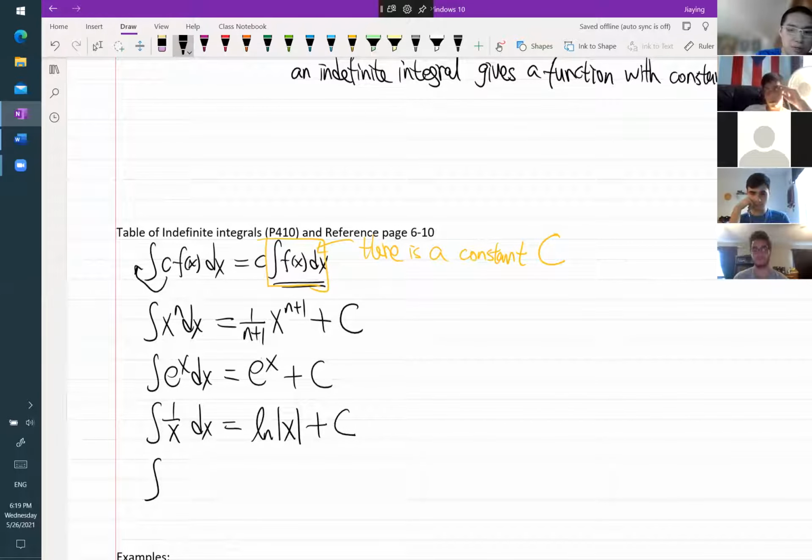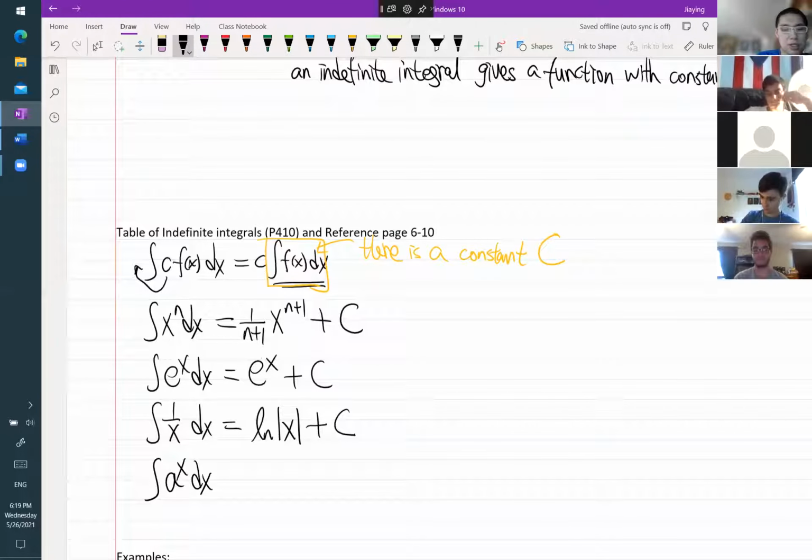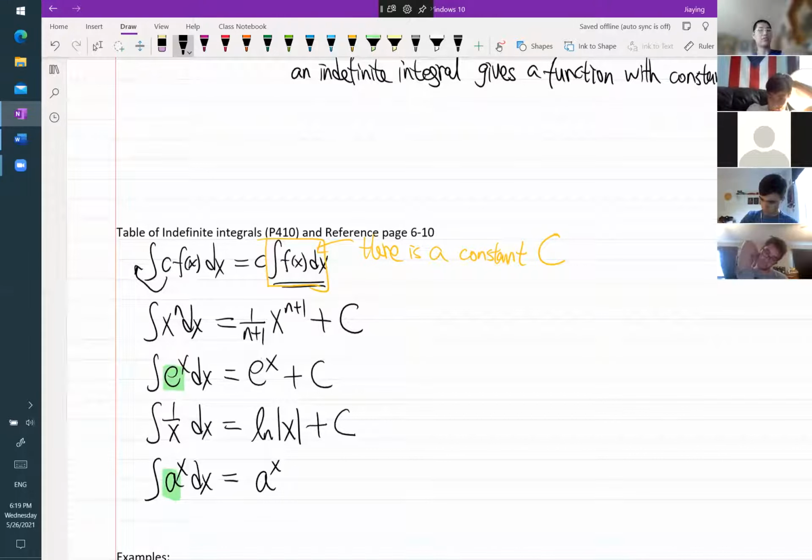And last time we saw that if we integrate a to the x dx, where the base is not e, it's a, different from e to the power of x, we should get a to the x, just like we get e to the x from integrating e to the x. But because the base is not e, we have an extra part, which is the natural log of a in the denominator. Right, we saw that last time.